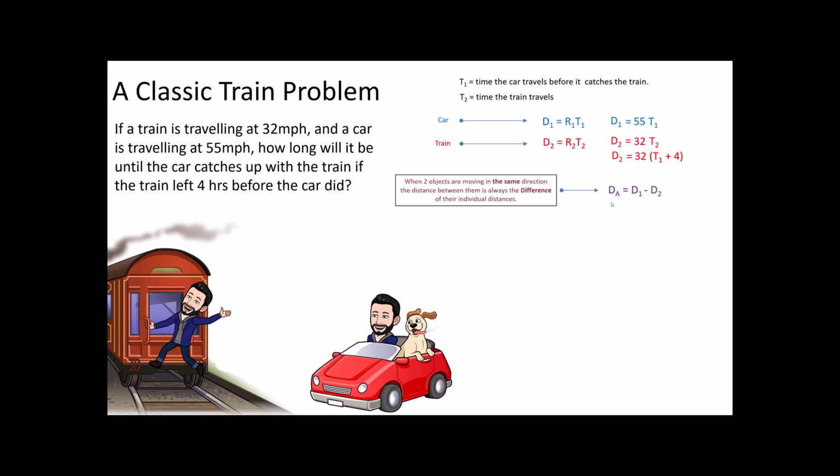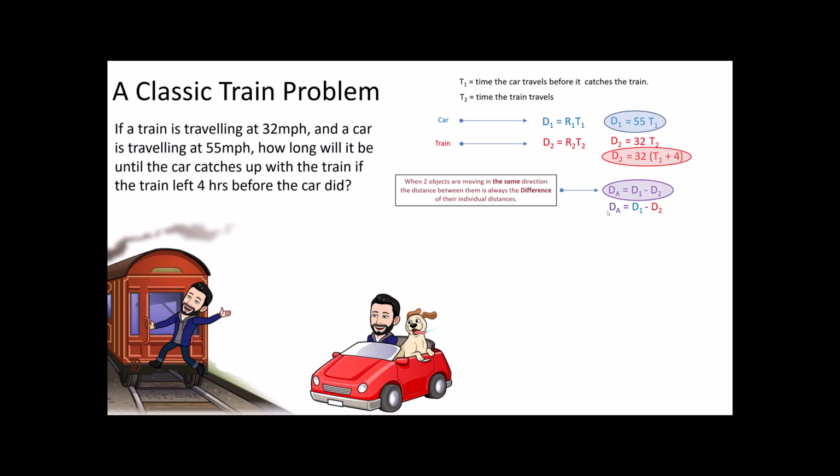Let's talk about what we can do next. We have a D1 formula. That's the car's distance, rate, time. We have a D2 formula. That is the train's distance, rate, and time. And now we have a formula that allows us to compare D1 and D2. We can now go through and begin filling in pieces of information we know, and then substituting in for D1 and D2. Let's look at this again.